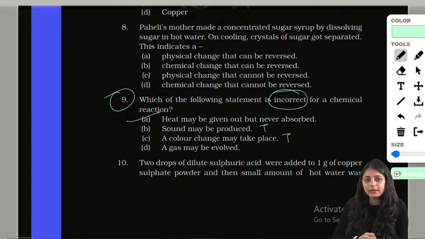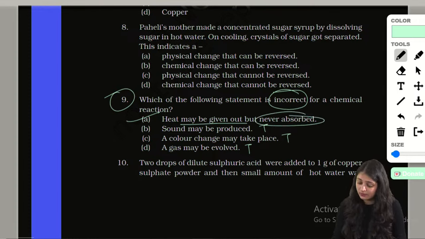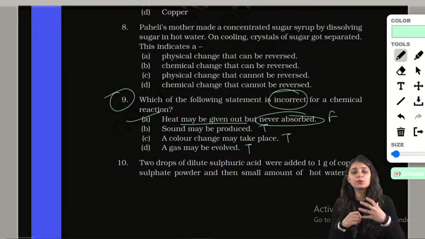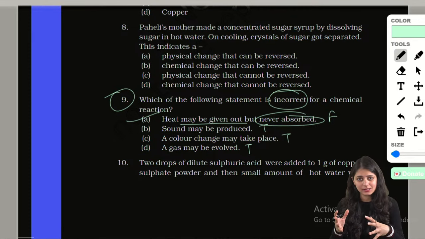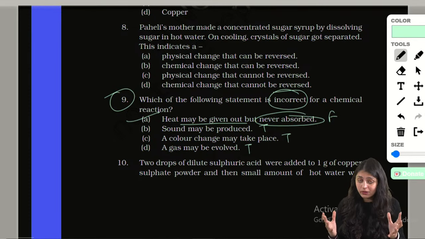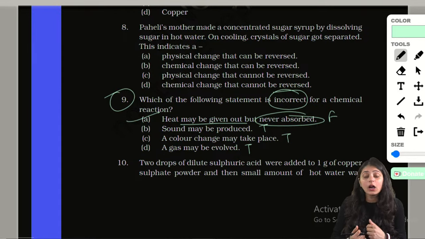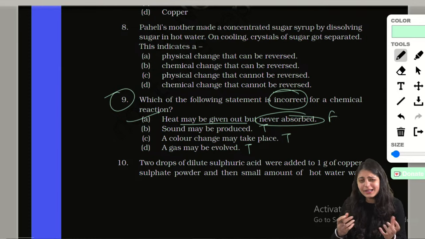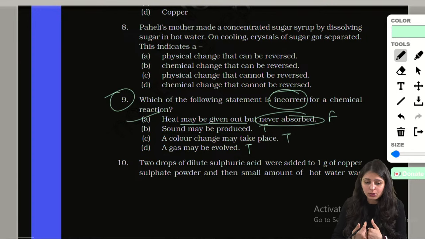कलर चेंज बिल्कुल हो सकता है, रस्टिंग में हो रहा है. गैस में भी involved, मैंने जिंक और सल्फ्यूरिक एसिड का example दिया था. हीट भी given out जैसे कि न्यूट्रलाइजेशन में होता है, but never absorb. ये false हो गया. Never absorb मतलब कभी absorb नहीं होगी, हमेशा release होगी, ऐसा जरूरी नहीं है. If I talk about photosynthesis, there you will notice that energy is basically being absorbed in the form of sunlight. A lot of reactions, let's say I have calcium carbonate and I want to break this, I will require heat for that. So heat can be absorbed also.